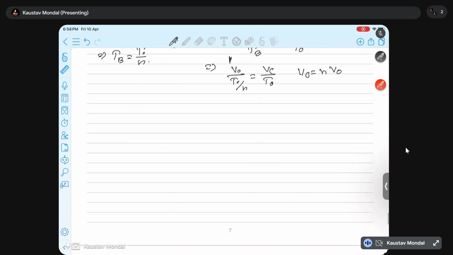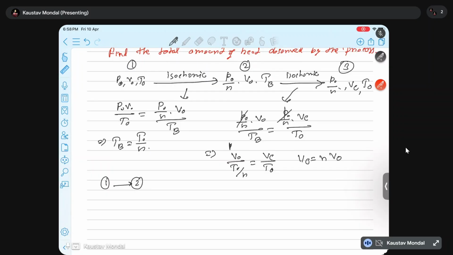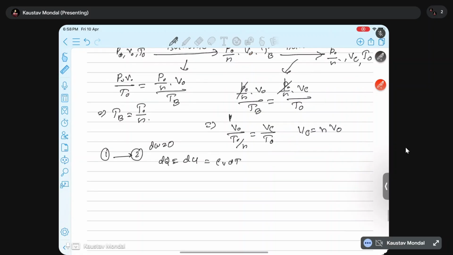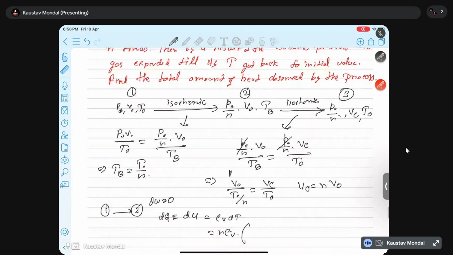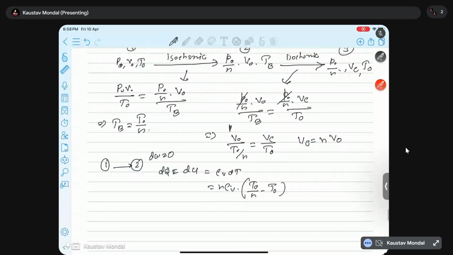Okay. So for the process, let's suppose 1, 2 to 3. During the process from 1 to 2, since it's an isochoric process, heat is only related to the temperature change, not the work done. So dQ equals dU plus dW, right? Here dW is 0. dQ is dU, that is n Cv dT, right? The temperature change is from T naught to T naught by N, so T naught by N minus T naught.